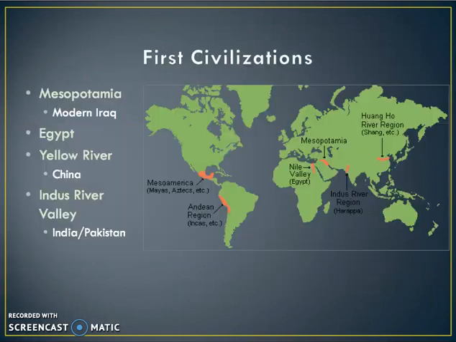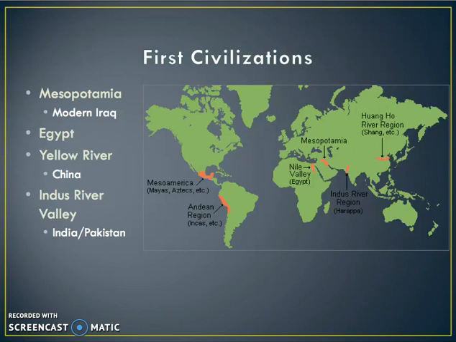So where do we see these first civilizations? The first civilizations that we see are here on the map. So we see Mesopotamia, and Mesopotamia is located in modern-day Iraq and Syria. We'll study that first. Then we go into Egypt, which is right there along the Nile. You'll notice all of these civilizations are along a river source. So Egypt is located in northern Africa by the Nile River.